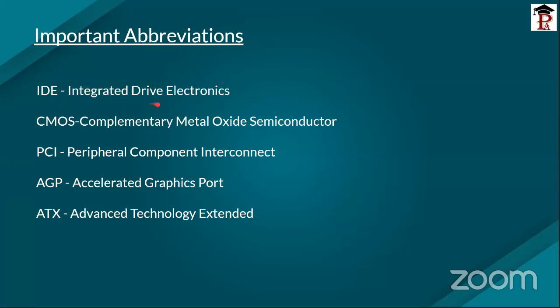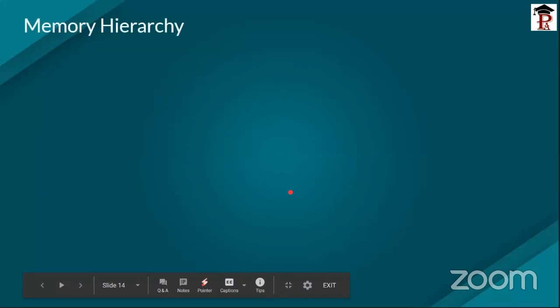IDE is integrated drive electronics. This integrated drive electronics is used to connect our hard disk or our optical disk like our CD drive and all these things. We know what the CMOS battery is. Peripheral component interconnect is nothing but a slot where we can additionally add a sound card or video card. AGP is the accelerated graphics port. We can easily attach the video card here. ATX is advanced technology extended, which gives the power connection to the motherboard. Kindly note it.